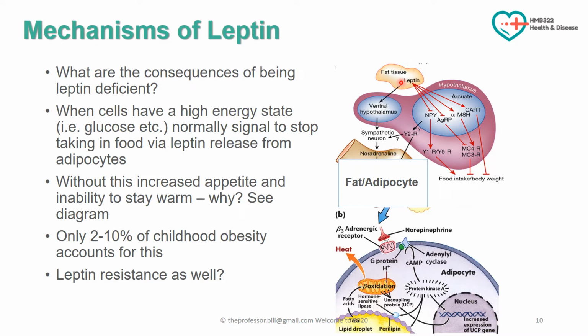The other thing that we see happening as well is this release of alpha MSH. This works through the MC4 receptor. It's a type of melanocortin receptor that we'll talk about a little bit later when we talk about skin. And then these activate the melanocortin receptors. And this will also inhibit food intake as well. So either of these pathways or both of these pathways are important.